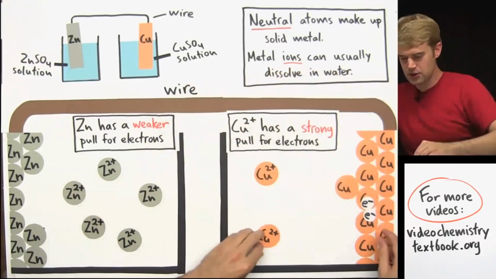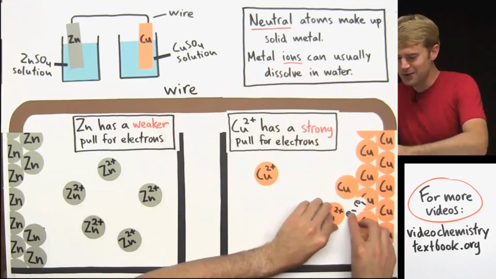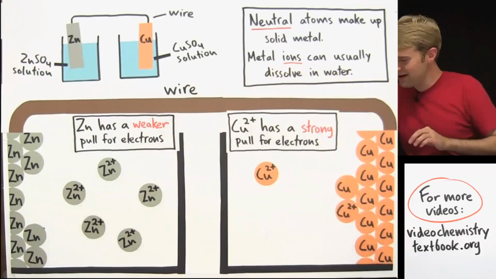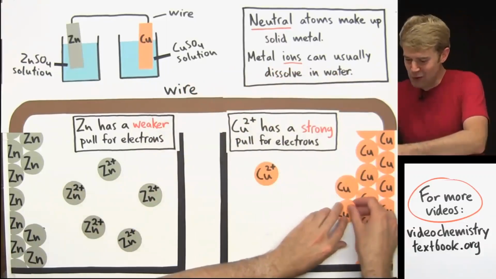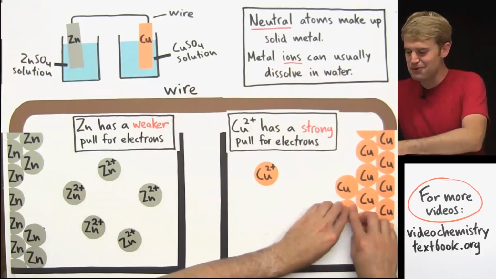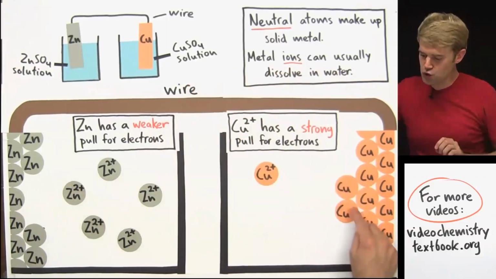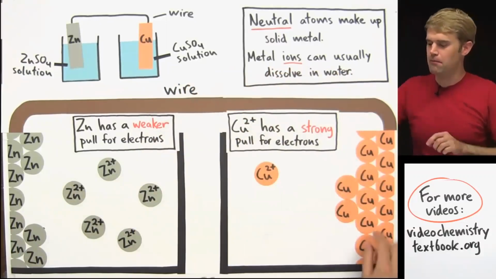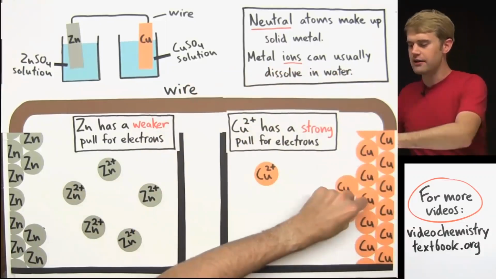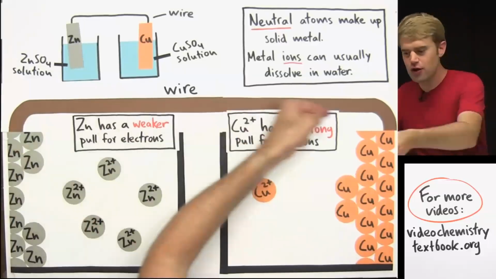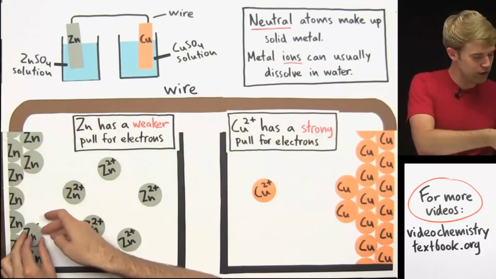And one of these Cu2+ ions that really wants electrons is going to come, it's going to take them in, and that is going to get rid of the Cu2+. It's going to get rid of the 2+ charge. And this neutral copper atom is now going to become part of this solid piece of copper metal. So that is where this electron movement through the wire is coming from.